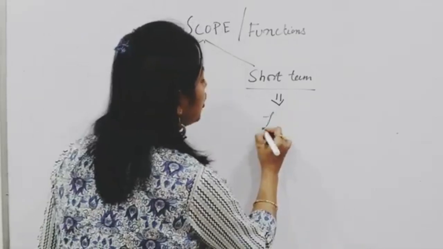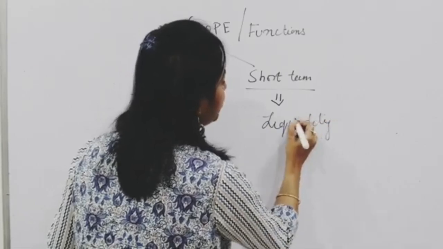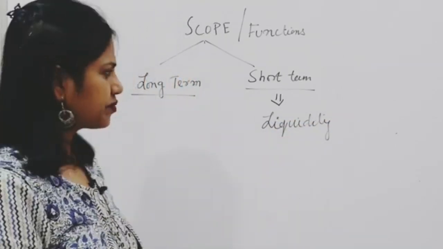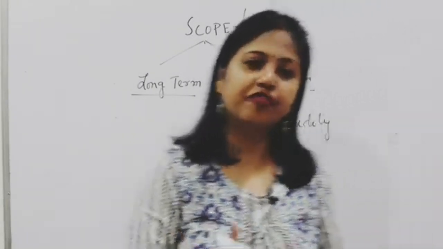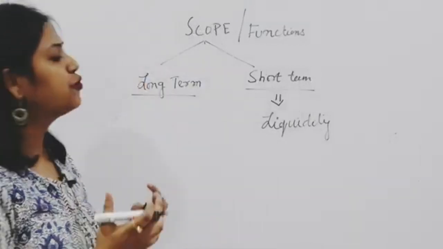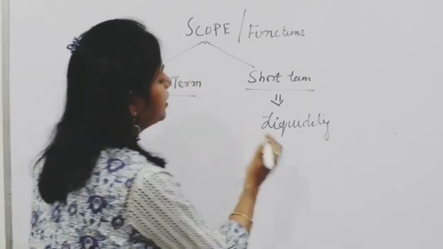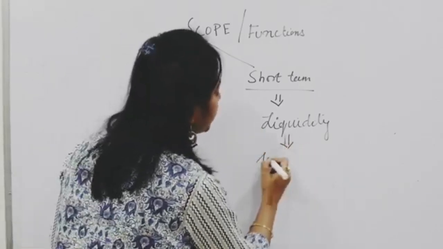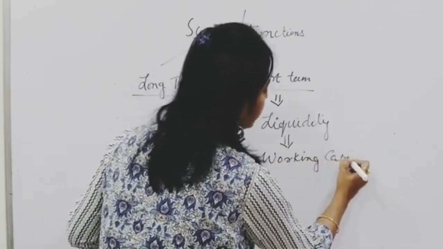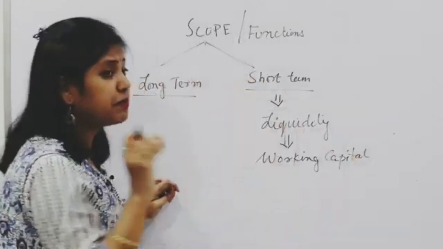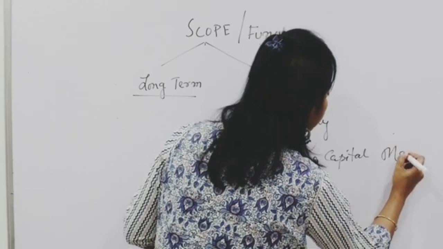So that means we want to ensure liquidity of an organization. Liquidity means what? That you have ready cash, or you have funds available to finance your day-to-day requirements. Okay friends, now under short-term financing you are generally talking about working capital management. Friends, in this video I'm just going to spell out the terms. We will study this in detail. So we are talking about working capital management.